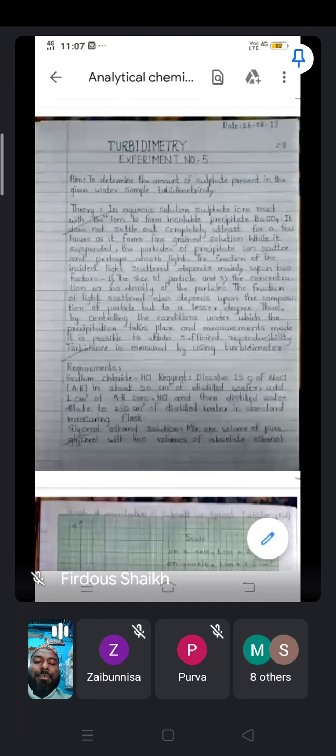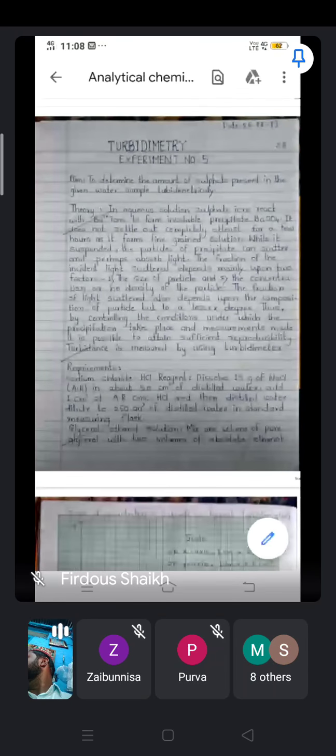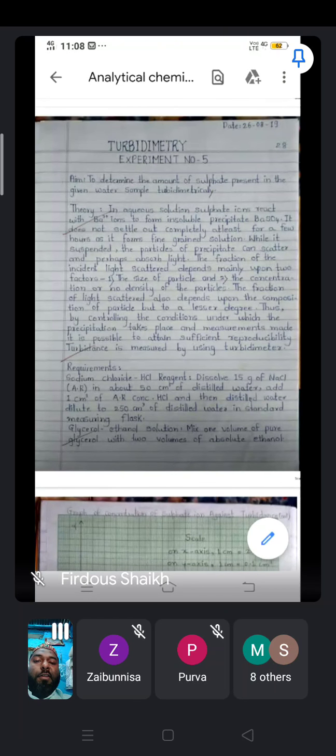The last experiment of analytical chemistry we have to see. We have to determine the amount of sulfate present in the water turbidimetrically.